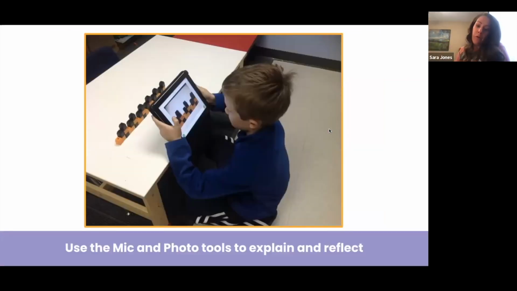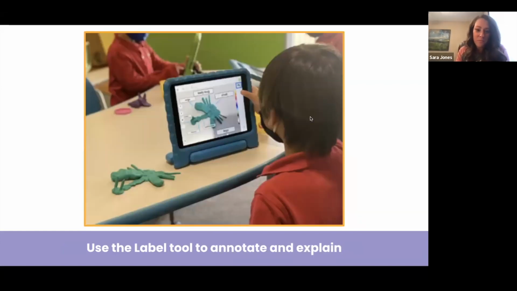And the mic and photo tools explain and reflect as well. So you don't have to absolutely just do a picture. You can have them do a video. You can have them do a video reflection of themselves. And the things that my kids really loved to do was to add the emojis and the different things to the video when they were in the editing process. So it added some fun and pizzazz and a little bit of individual spirit to it as well. And this is another example of a kiddo using the label.